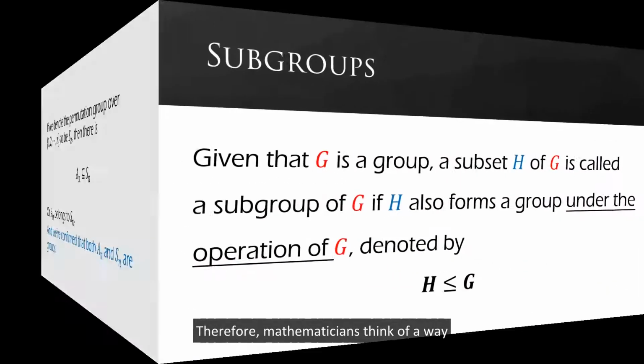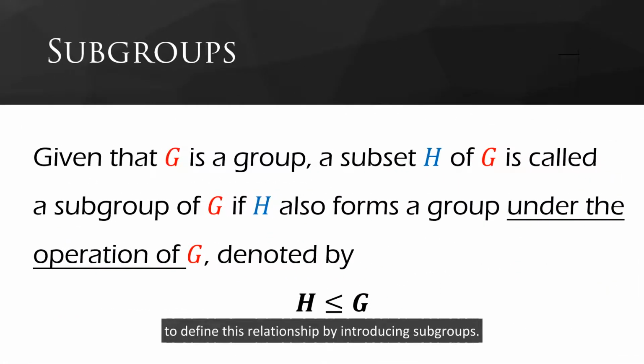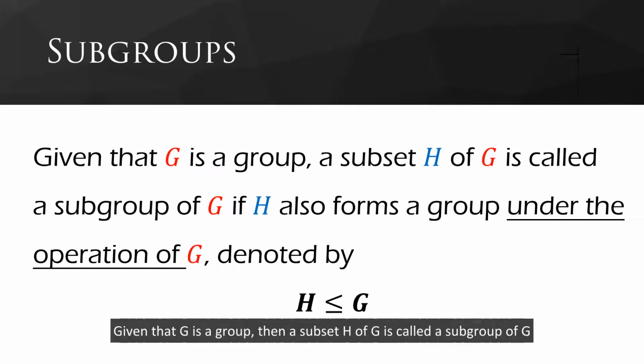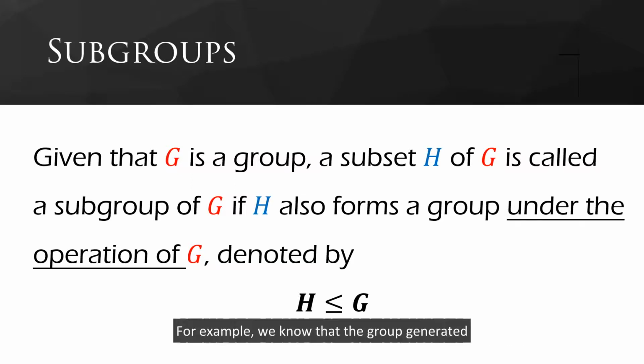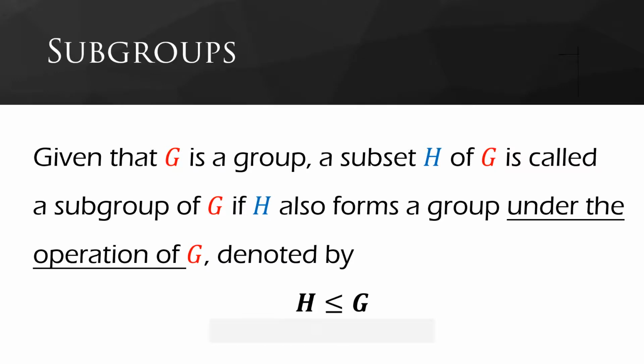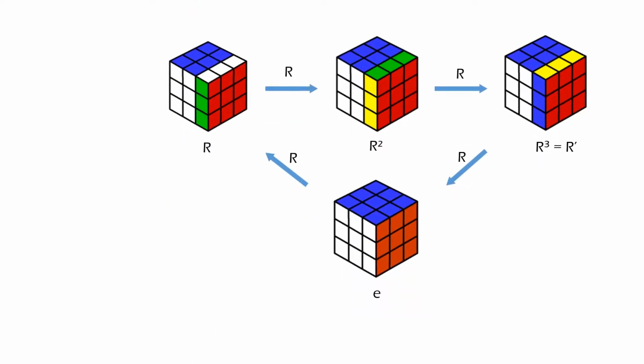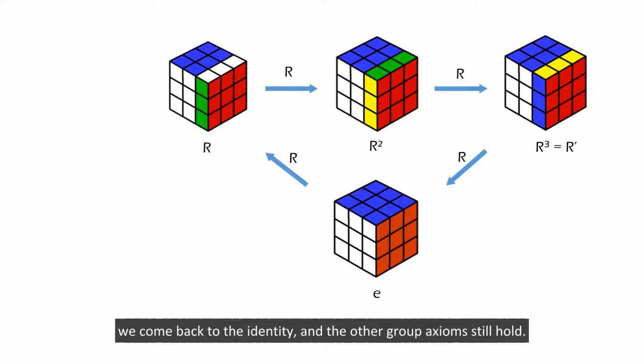Therefore, mathematicians think of a way to define this relationship by introducing subgroups. Given that G is a group, then a subset H of G is called a subgroup of G if H also forms a group under the operation of G, denoted by H is smaller or equal to G. And for example, we know that a group generated by a basic operation R is a subgroup, because by doing R for 4 times, we come back to the identity and the other group axioms still hold.